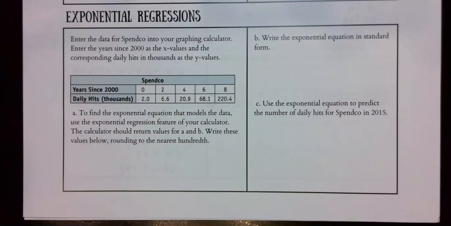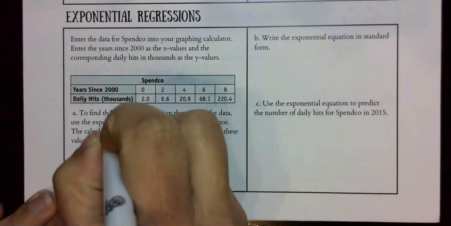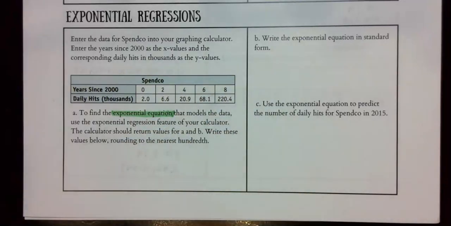Notice that this one has given us a table. It specifically tells us in the description that we're talking about an exponential equation or an exponential function. So that automatically should let us know that we cannot use the 3 for linear. We cannot use the 6 for quadratic. We're going to have to use something different to find an exponential equation.